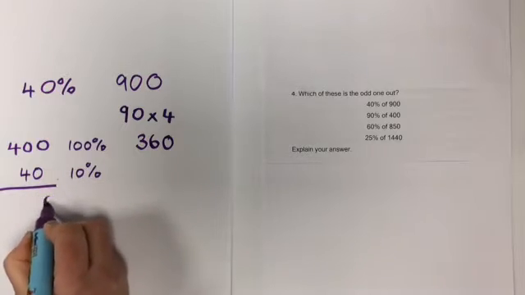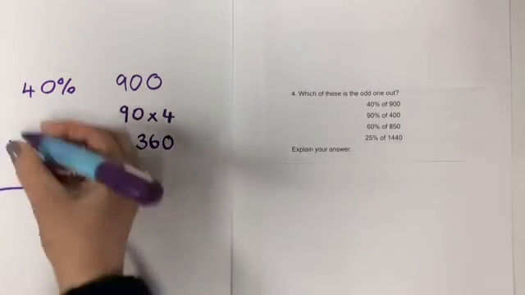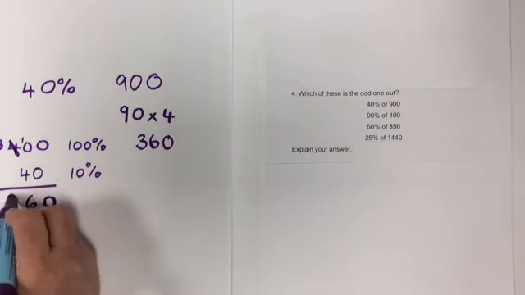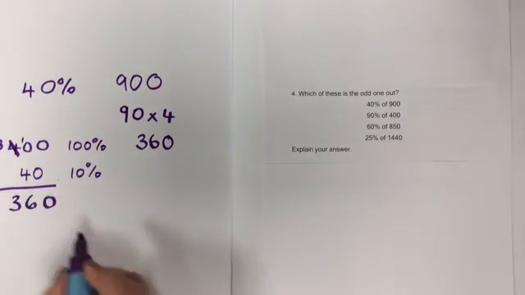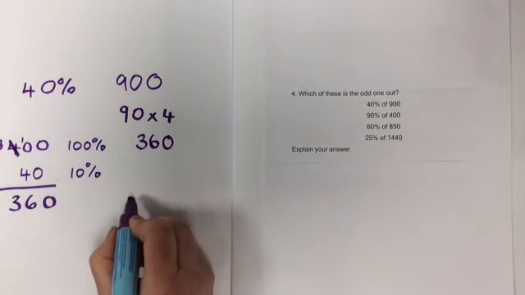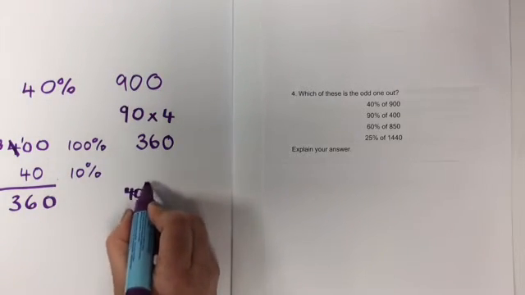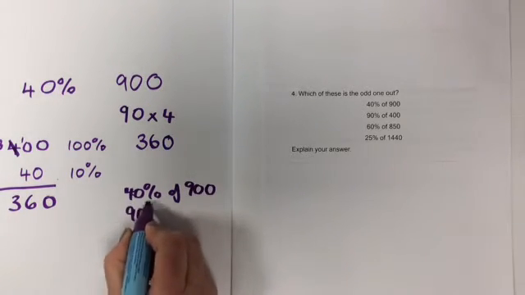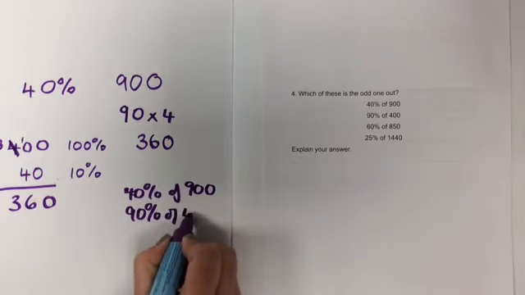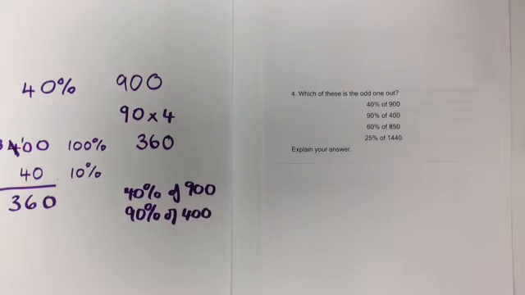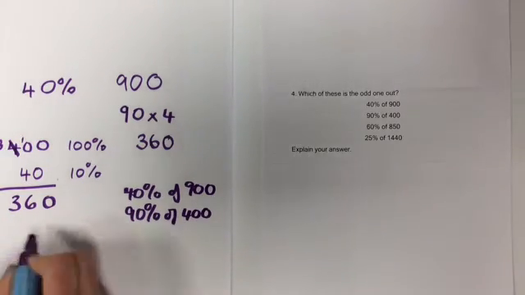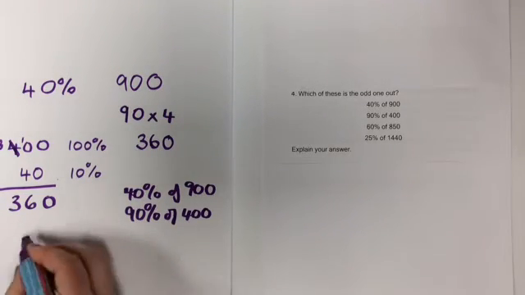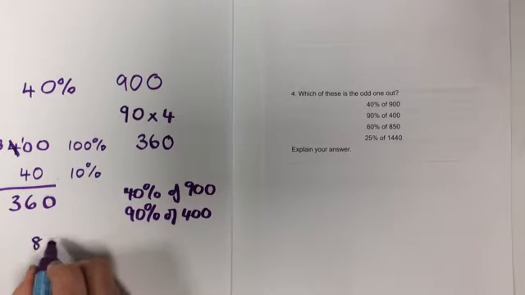So 4 from 0, can't do that, becomes 3. 4 from 10 is 6, and then the 3. So we actually still get to the same figure, don't we? So we know that 40% of 900 and 90% of 400 are the same. Let's try 60% of 850.